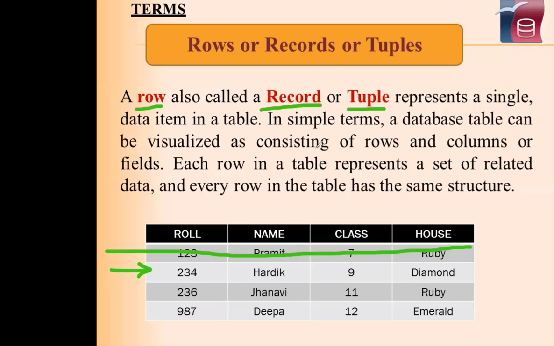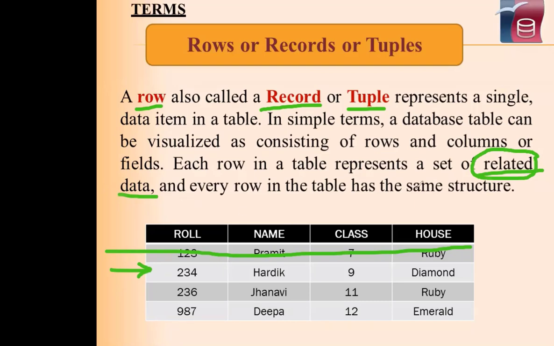So, in simple terms, a database table can be visualized as consisting of rows and columns or fields. Each row in a table represents a set of related data. This is very important. It represents a set of related data. This can come in a multiple choice question, where they can ask what kind of data is represented in a row. It is related data, data related to that particular entity we are talking about.